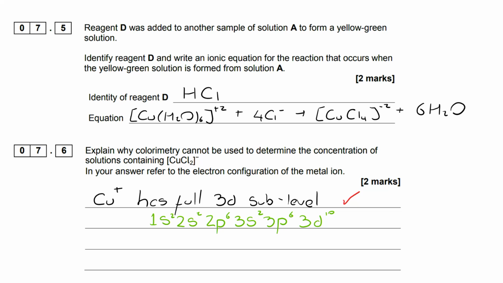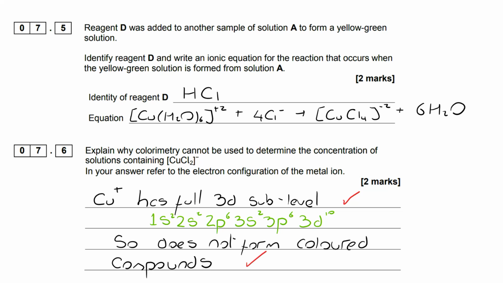And I've written out the electron configuration here for a copper plus ion, and we can see that it's lost its 4s1, but it remains as 3d10. Now, because it doesn't have a partially filled d sublevel, it's not transitional, and you can't get the d-d transitions that lead to coloured compounds. So the bit in black is what we're really focusing on here, that it won't form coloured compounds, so it cannot be colorimetry that's used to determine the concentration of it.